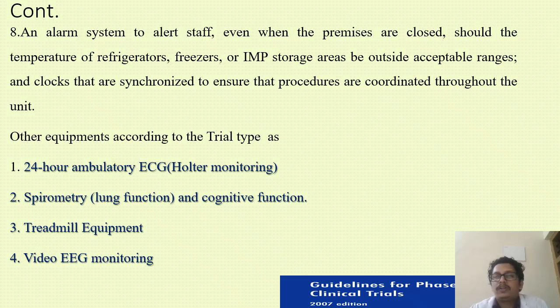So all investigational drug products or medicinal products should be stored in proper temperature conditions without any breach. Clocks should be synchronized to ensure that procedures are coordinated throughout the unit. Other equipment according to the trial type includes 24-hour ambulatory ECG Holter monitoring according to the study, spirometry, lung function and cognitive function tests, treadmill equipment, and video EEG monitoring, depending on the type of study we are planning in the CPU, the Clinical Pharmacology Unit.